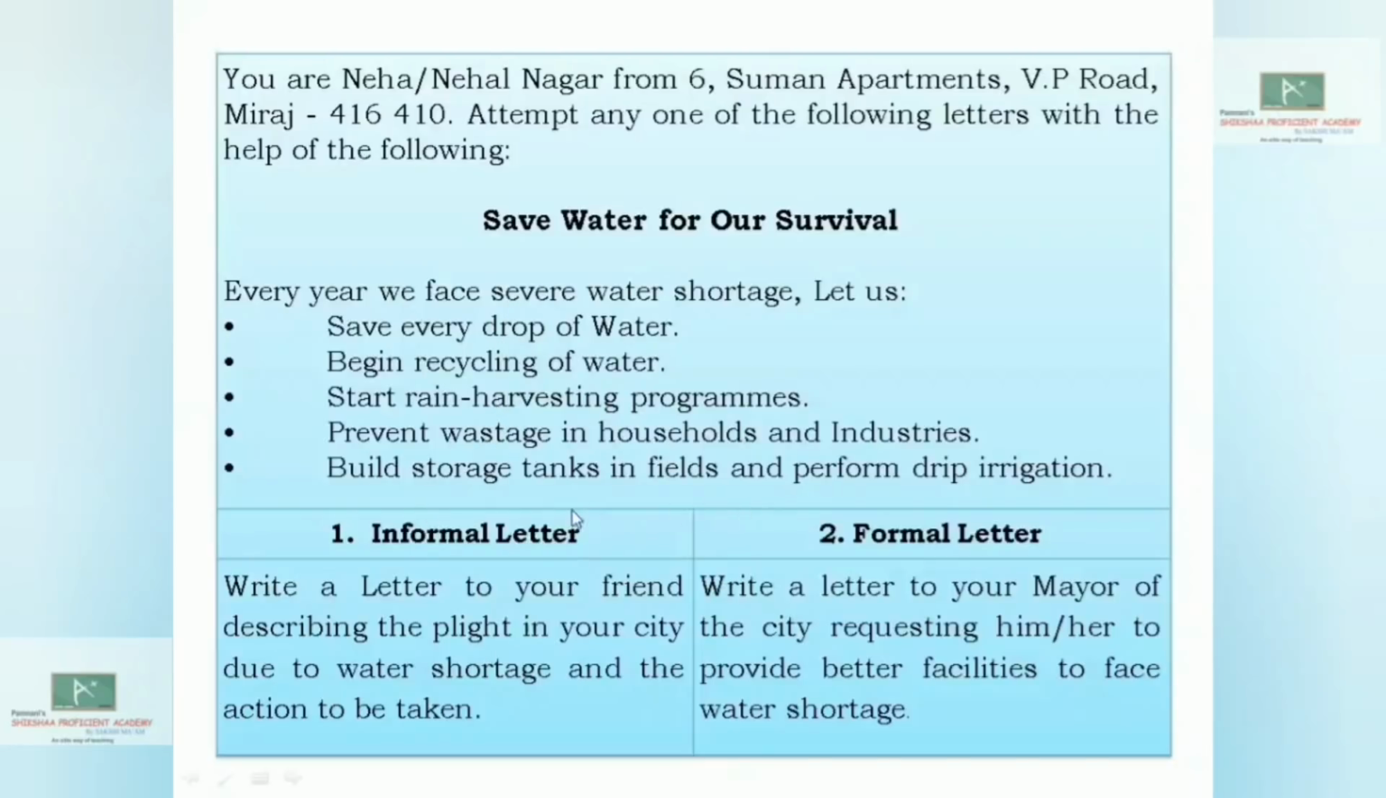So on the basis of this, we have informal and formal letter. Informal, the one we write to our family, friends and relatives, and formal, that we write to the people we are not much familiar with. So let's read the first question. Write a letter to your friend describing the plight in your city due to water shortage and the actions to be taken. Whereas formal letter is, write a letter to the mayor of the city requesting him or her to provide better facilities to face water shortage. So we have seen both the questions, and usually you are given the option to attempt any one, but we will look at both the answers right now.